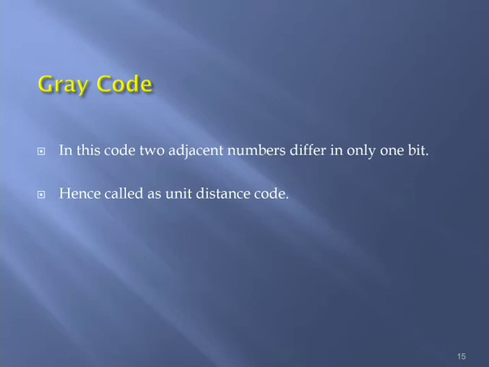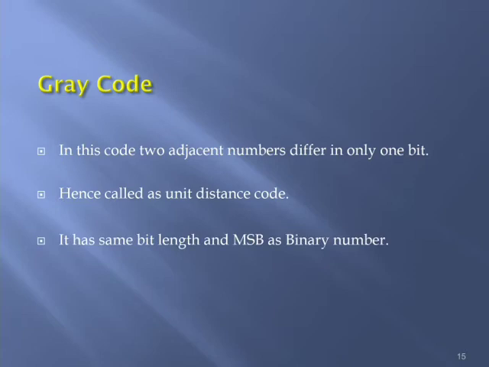The gray code is also called a unit distance code because any two adjacent numbers you consider will differ by only 1 bit. That's why this gray code is also called a unit distance code. It has the same bit length and MSB as the binary number.